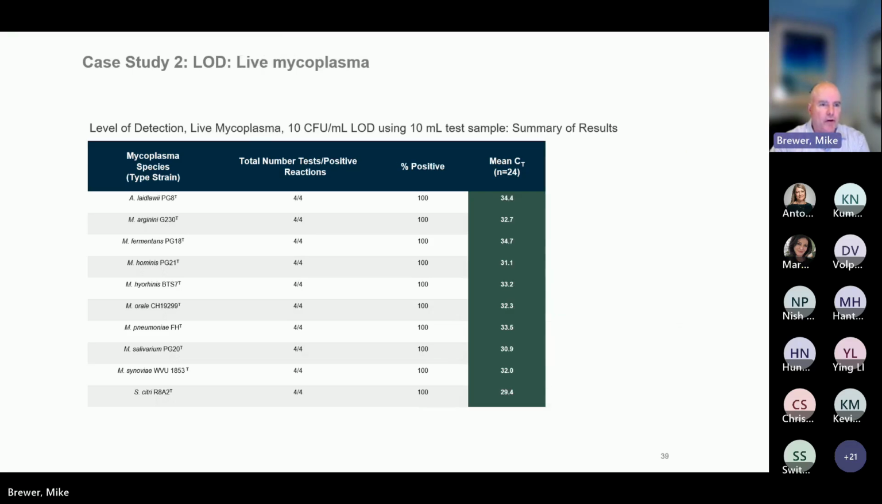Again, here is part 2 of the case study. This was live Mycoplasma. It was a lower number of samples, but again 100% of the total reactions were positive. The important thing here is looking at the CT values. You can see that these were Mycoplasma stocks that were carefully selected for low GC to CFU ratio, and the CT values indicate that there was not an excess of genome copies present in the live Mycoplasma arm of the study.